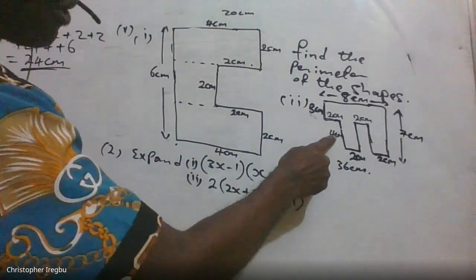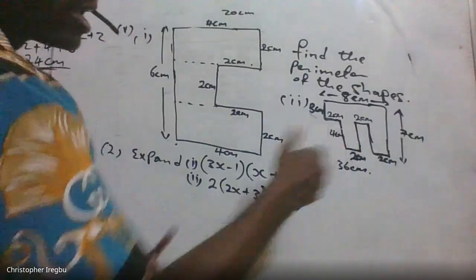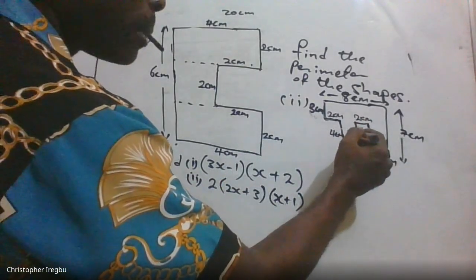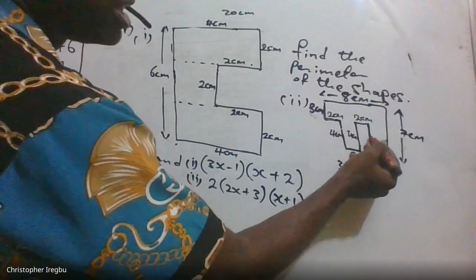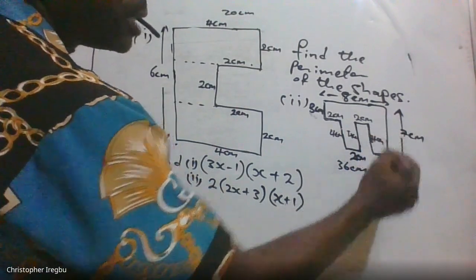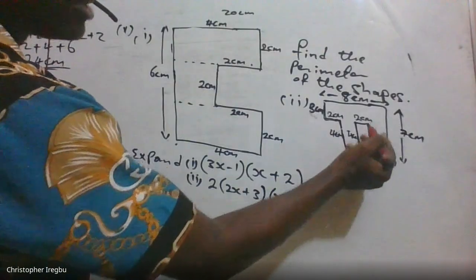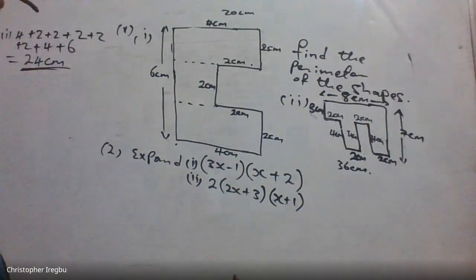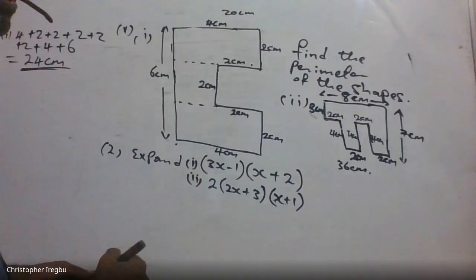Remember that here is 4. This one is 4. Here also will be 4. Here will be 4 cm. Here will be 4. This also will be 4 cm. Yes, because it's part of it. So look at this length. From here to here is 4. From here to here is 4. Because from here to here is also 4. Very, very important.